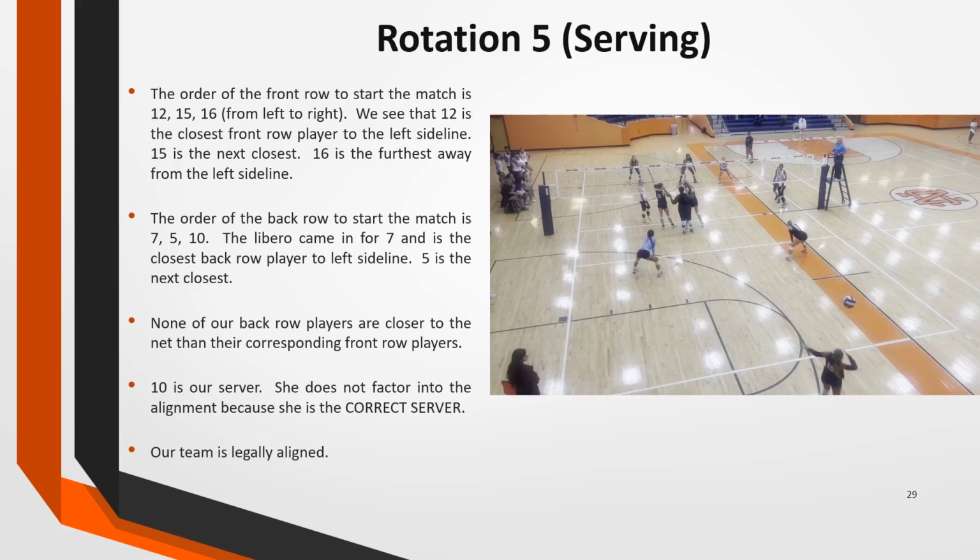The order of our back row to start the match is 7, 5, 10. Libero came in for 7. She's the closest back row player to the left sideline. 5 is the next closest. Now, even though in this image 10 is in between the two of them, remember, because 10 is our server, geometrically, she does not factor in the back row alignment with respect to the left sideline. She would only factor in if she was the wrong server.